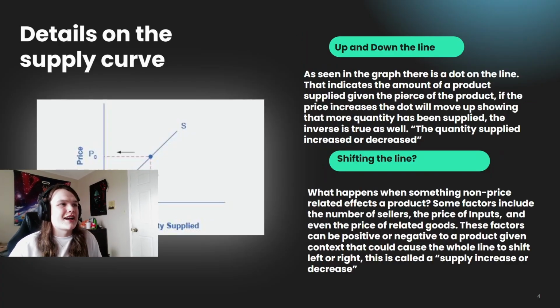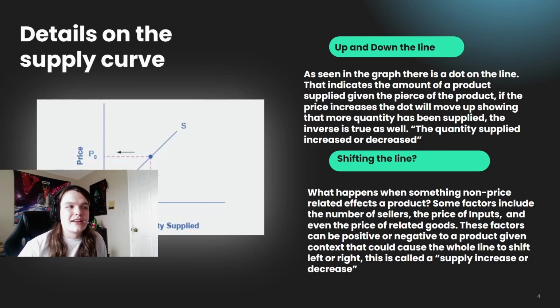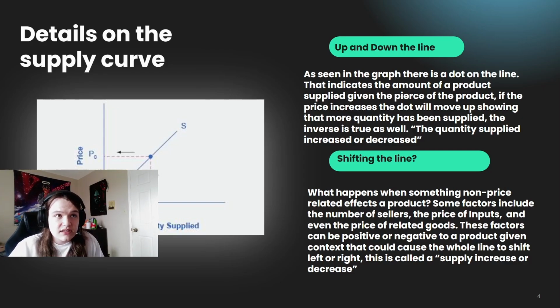So here's the graph. You can see the dot on the line represents the price and quantity supplied at a given time and what that equals. So, if it increases, the dot moves up, and if it goes down, the dot moves down in relation to price. And you can see how that affects the quantity supplied. And that is called quantity supplied, increased or decreased.